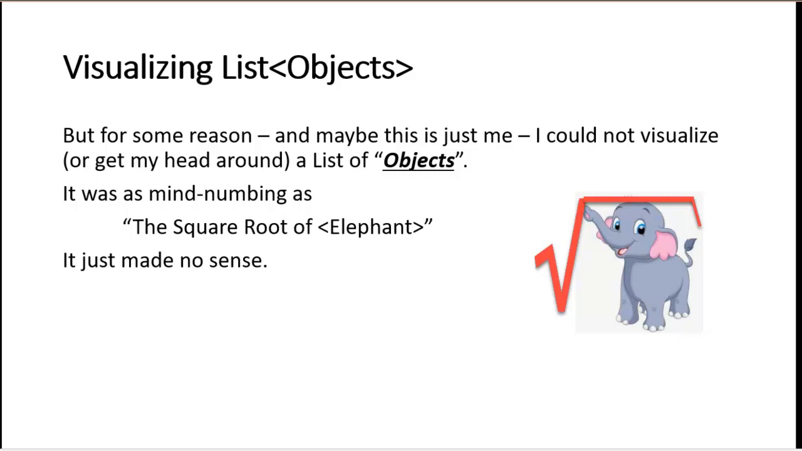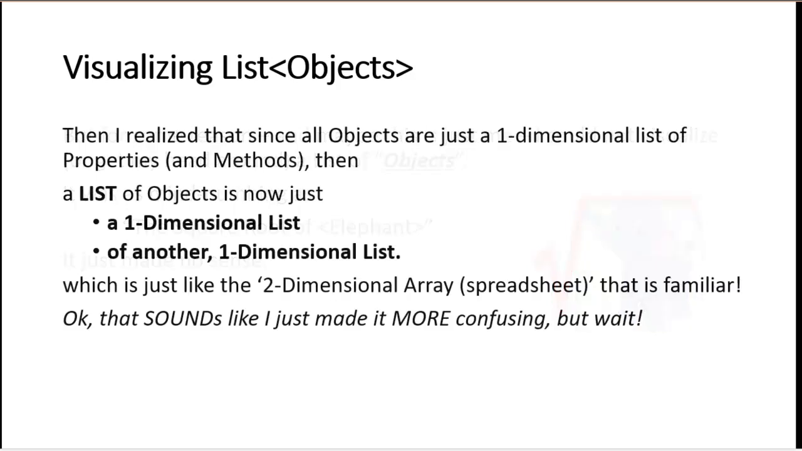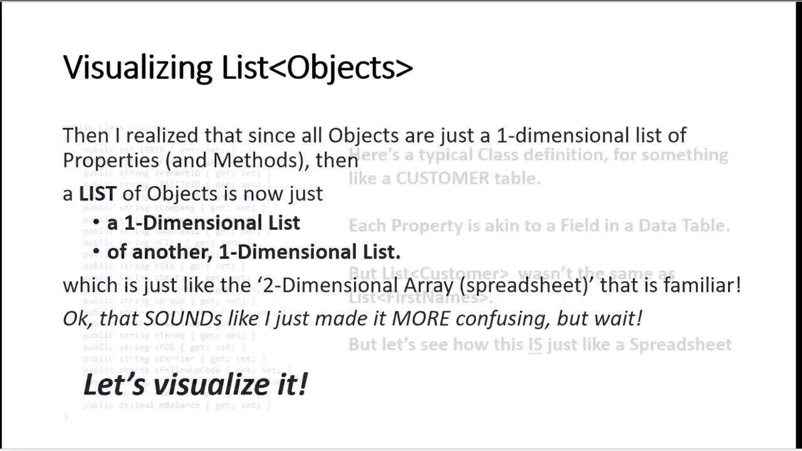I just had this big problem understanding what a list of objects was that weren't just names or addresses or something like that. So after thinking about it, I realized that since all objects are just a one-dimensional list of properties and methods, then a list of objects is really just a one-dimensional list where each element is another one-dimensional list, which is therefore like a two-dimensional array that is familiar. Okay, even as I say that, that sounds like I just made it more confusing, but let's visualize it and hopefully this will help. It'll be over in a second.